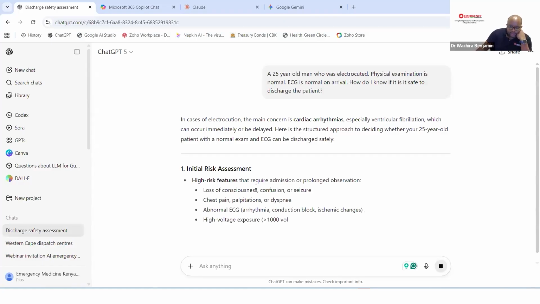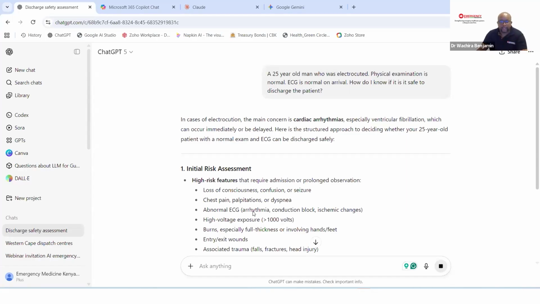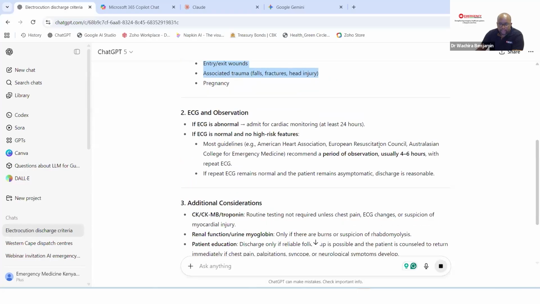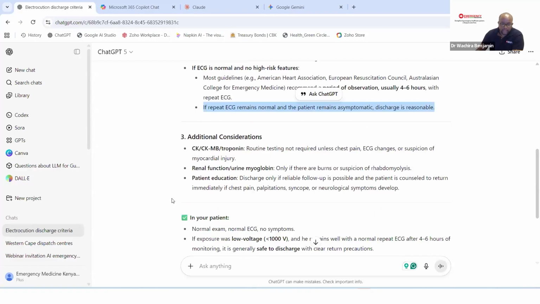Okay, high risk features: loss of consciousness, chest pain, abnormal ECG, and so on. If the ECG is abnormal, admit. If the ECG is normal and there are no high risk features, as you can see, everyone recommends observing the patient for 6 hours with a repeat ECG. If the repeat ECG remains normal and the patient remains asymptomatic, discharge is reasonable.